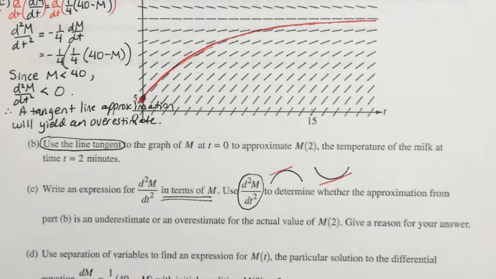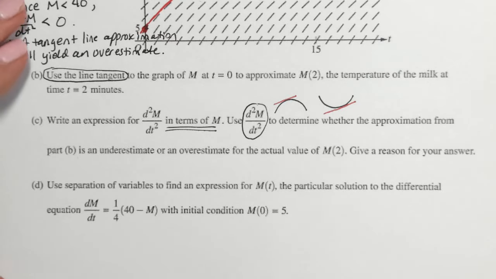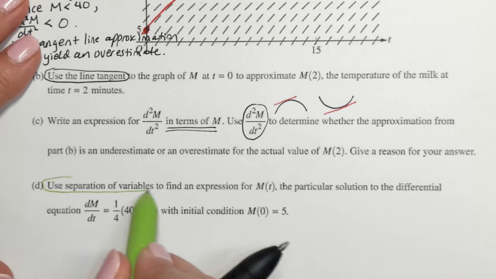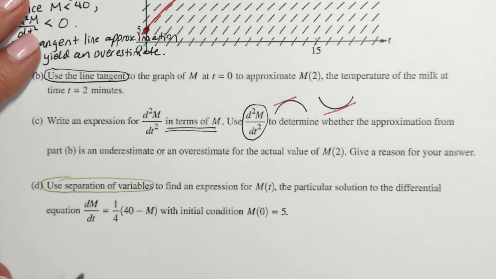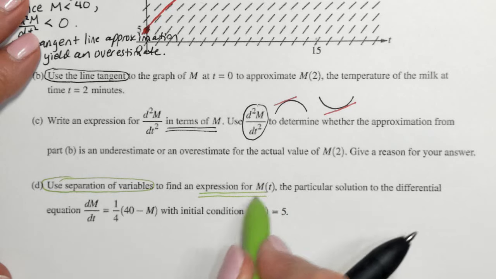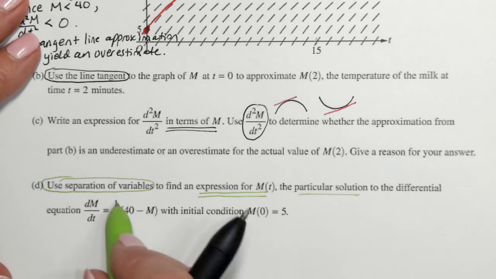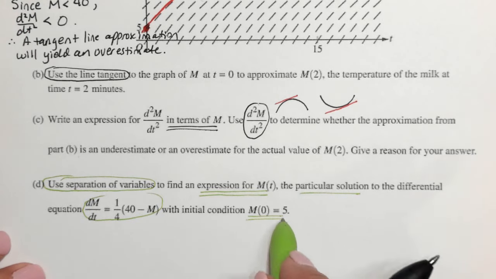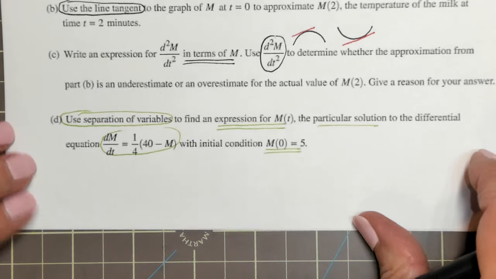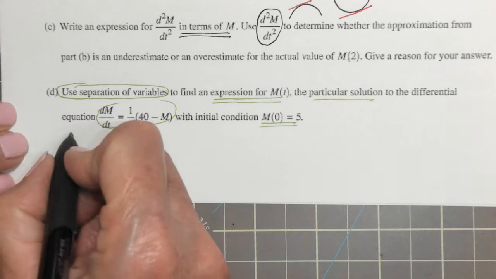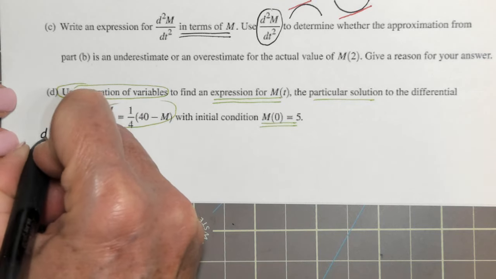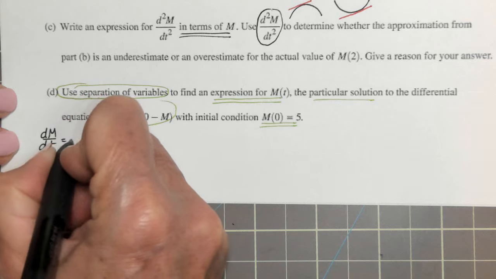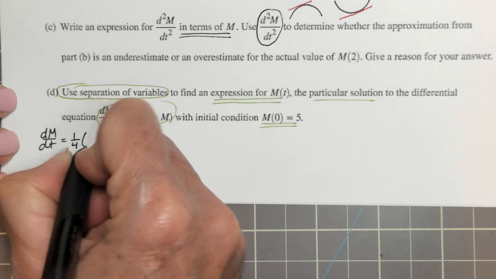Okay? Part D. Use separation of variables. Separate and integrate to find an expression for m of t, the particular solution to this differential equation with initial condition m of 0 is 5. All right, I wonder if I can squeeze it in down here. I'm going to try. Okay, so we have dm dt is equal to 1/4 times 40 minus m.